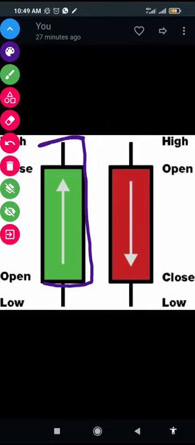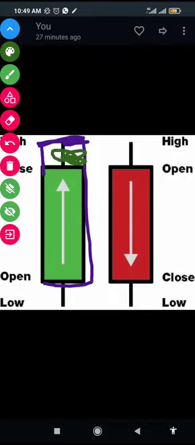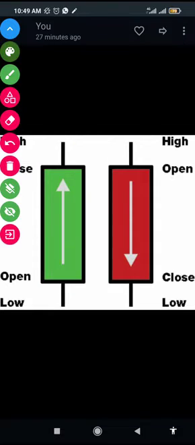Remember, at a point all of this was green. Everything was green before. There is no wick. Then sellers came in and dragged this green down. Sellers sell and the market closes here. It's like a rejection. The sellers are rejecting the movement of the buyers.